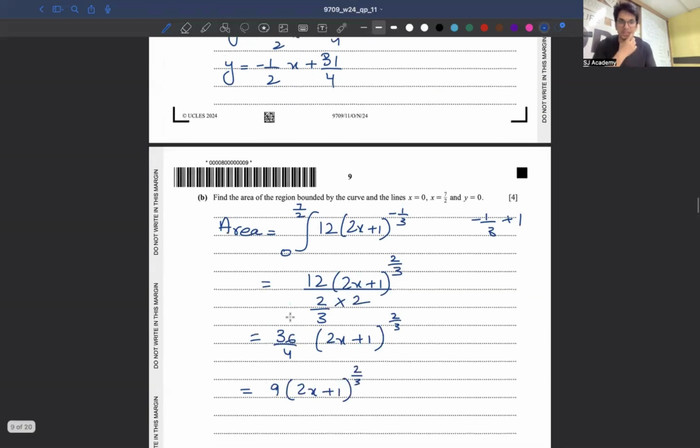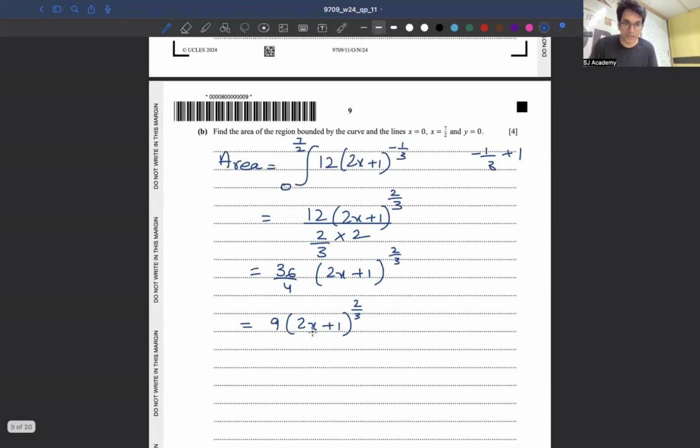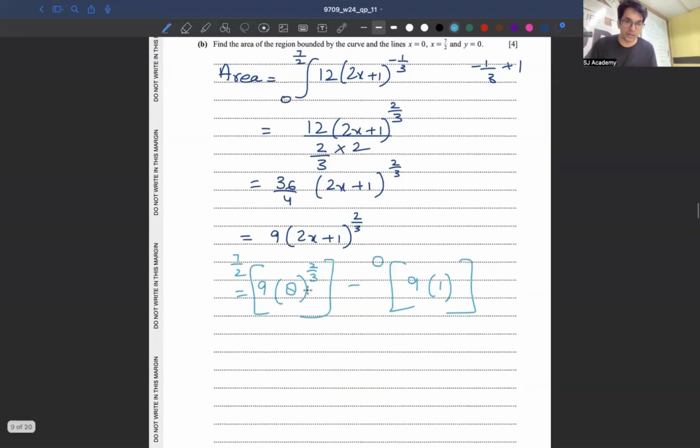Now substituting the limits 7 by 2 and 0. When we put in 7 by 2, this will become 9 into, we know that 2 into 7 by 2 is 7, plus 1, 8. So 8 to the power 2 by 3. This is for the limit 7 by 2. And then when we put in the limit x equals 0, this will become 9 into 1 to the power 2 by 3, which is 9. So 8 to the power 2 by 3 is 4. So this will become 9 times 4, that is 36, minus 9. So the area of the shaded region will be equal to 27 square units.